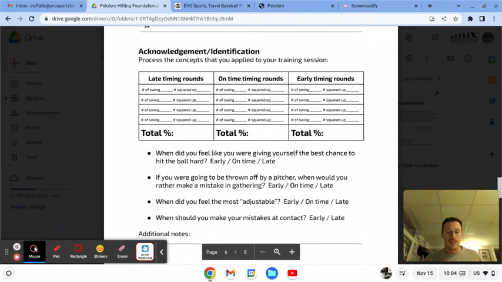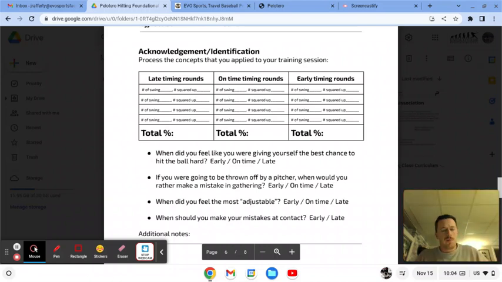What this one is, it's a chart, as you can tell, that allows you to take rounds of hitting and keep track of the number of balls that you are squaring up under different thoughts and under different notions that you're setting yourself up for every single round. It's telling you to literally take rounds where you're trying to create late timing. Try to take rounds of BP where you're creating perfect timing, and try to take rounds where you're actually trying to be early.